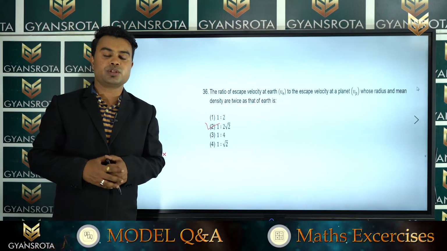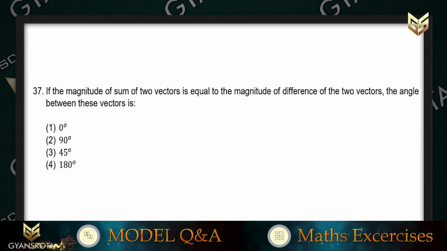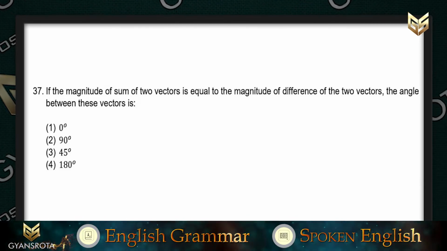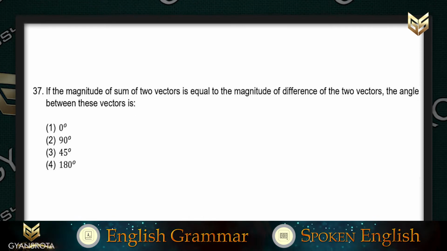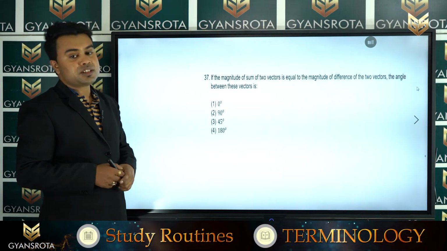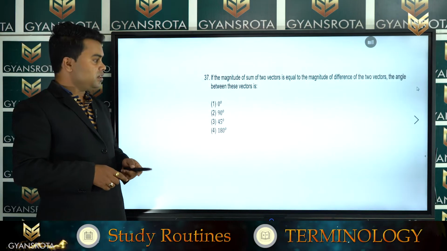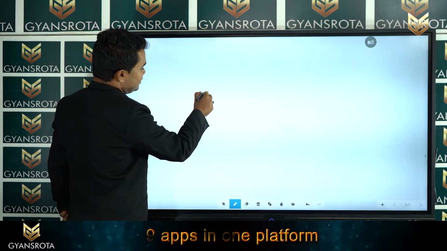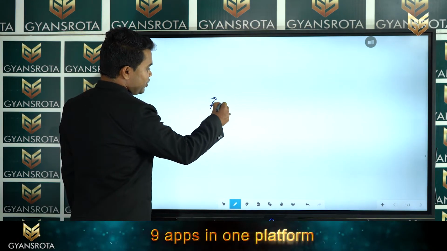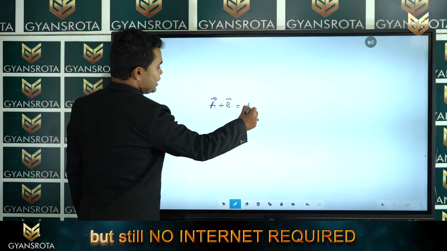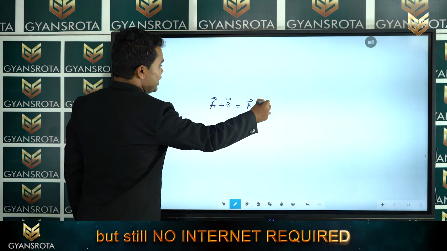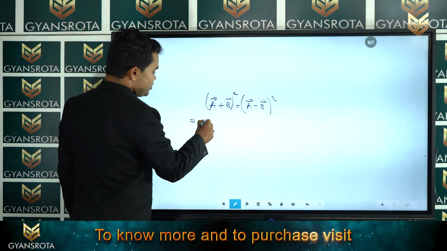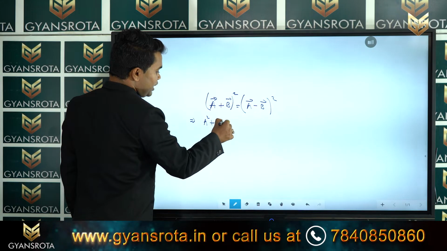Now, let us move to the next question, that is question number 37. If the magnitude of sum of two vectors is equal to the magnitude of the difference of the two vectors, the angle between these two vectors is, you need to find it out. This is a question from the chapter vectors. So, it is a formula you have to use here according to the question. It is saying that a plus b equals to a minus b, and if I square both the sides and get their magnitude, so it will be a square plus 2 a dot b, right.